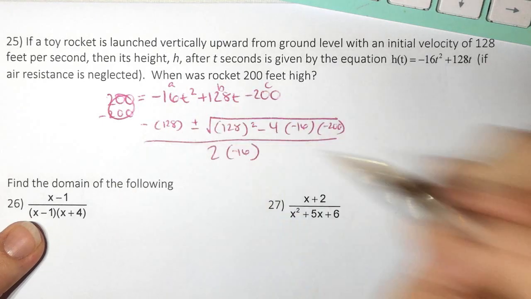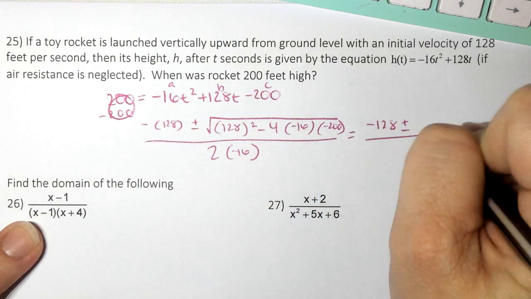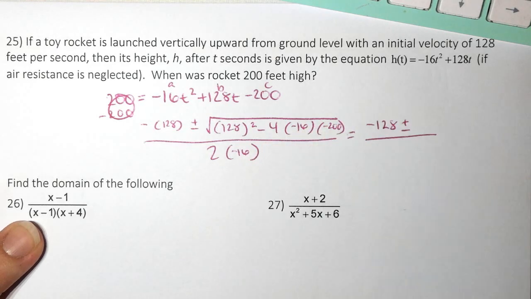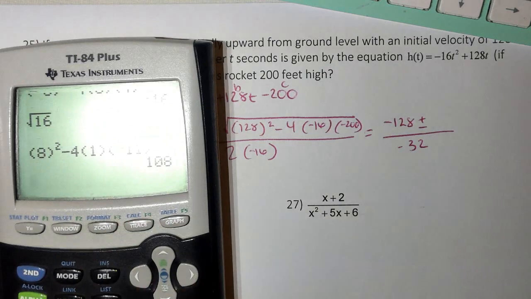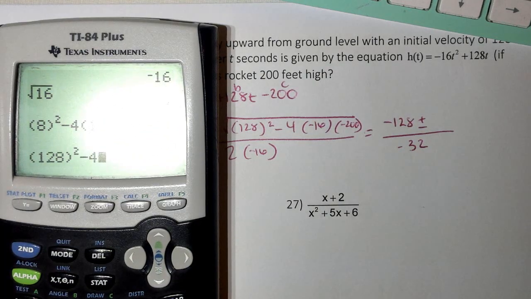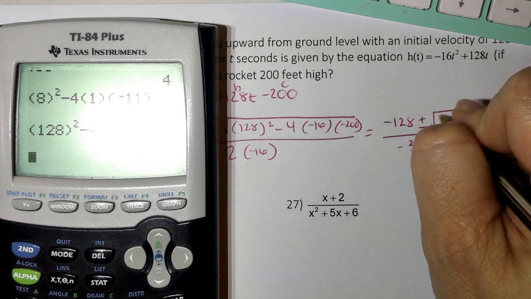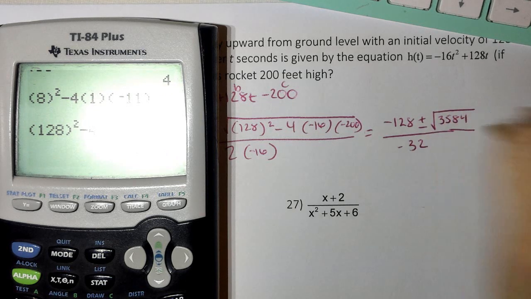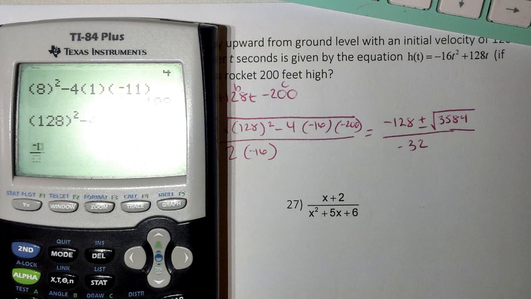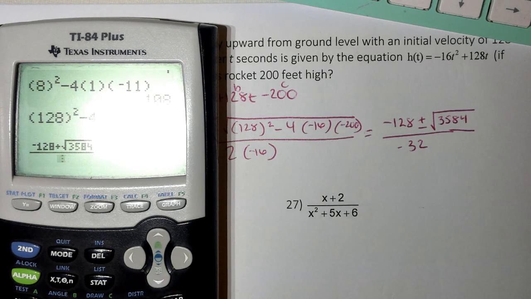So remember we simplified in 3 different places. So I get negative 128 plus or minus, 2 times negative 16, which is negative 32. And then I'm going to type just what's under my house. So 128 squared minus 4 times negative 16 times negative 200, and I get 3584. So I'm going to type it all. Negative 128 plus the square root of 3584, over negative 32.